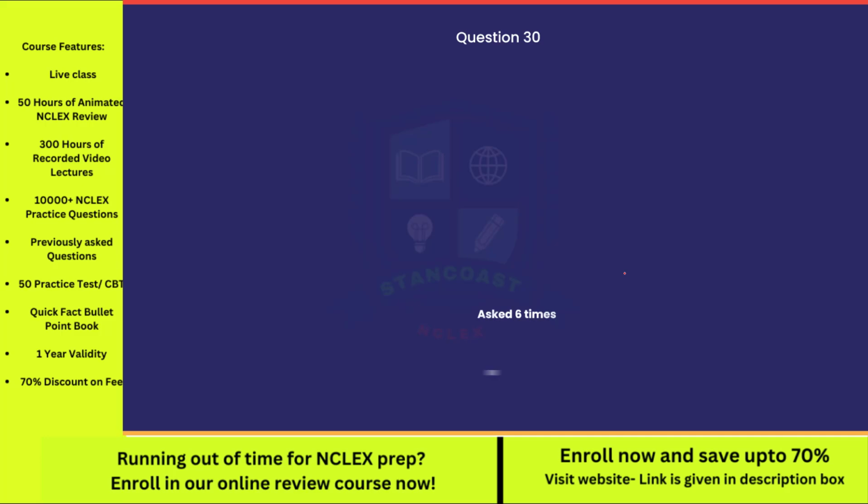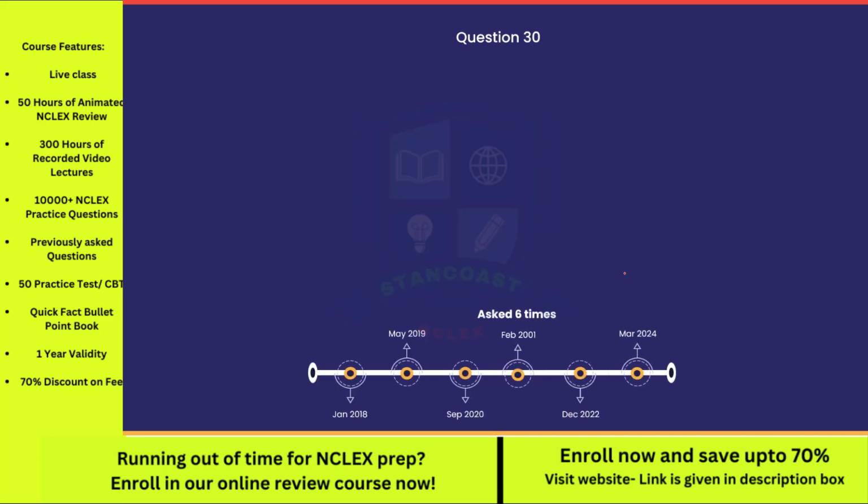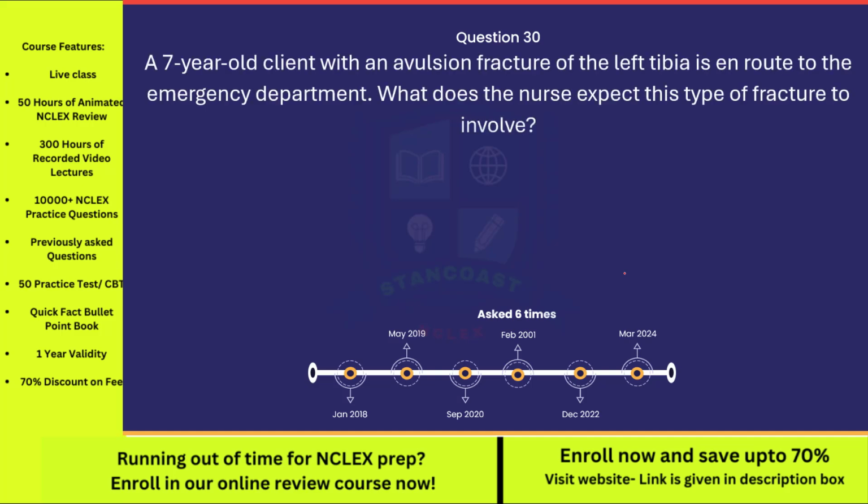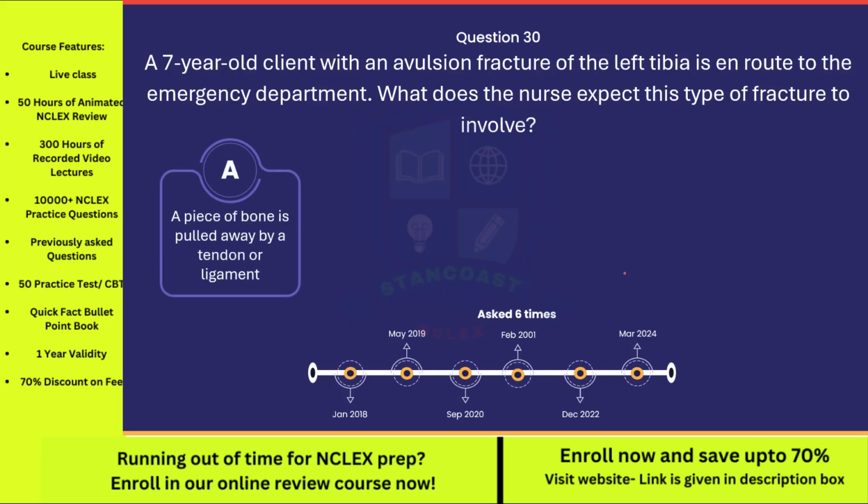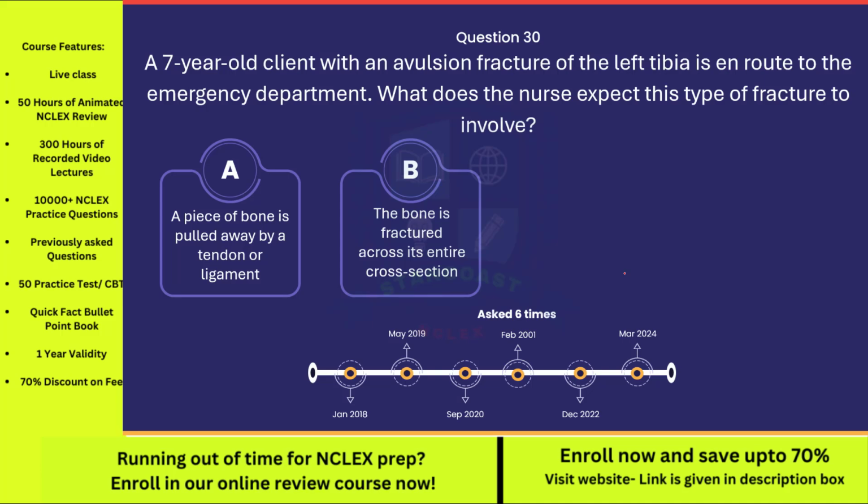Let's move to the next question. This avulsion fracture-related question has been asked 6 times in the past 5 years and is likely to appear in the exam. A 7-year-old client with an avulsion fracture of the left tibia is en route to the emergency department. What does the nurse expect this type of fracture to involve? A. A piece of bone is pulled away by a tendon or ligament.